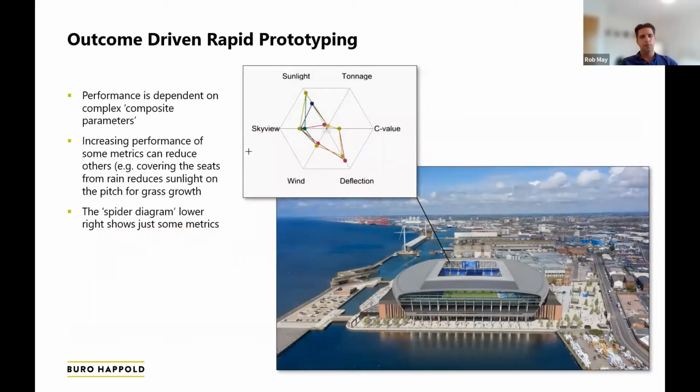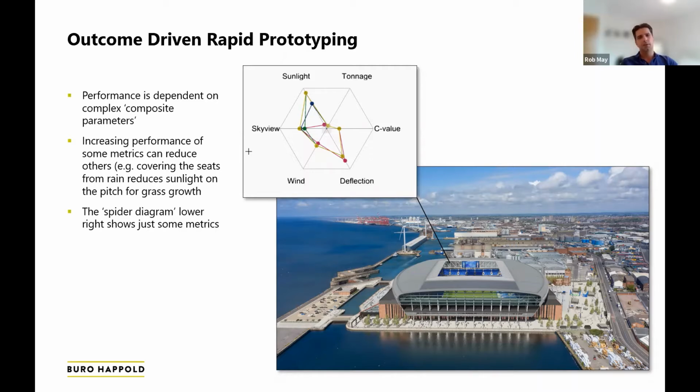What we're really talking about with rapid prototyping is how we quickly test a design against a series of outcomes. There's a series of outcomes here, very simple ones for the roof: the sunlight that you get on the pitch, the view through the roof, the wind on the roof, and then the weight of the roof. Those are the things that we need to drive when we're talking about rapid prototyping.